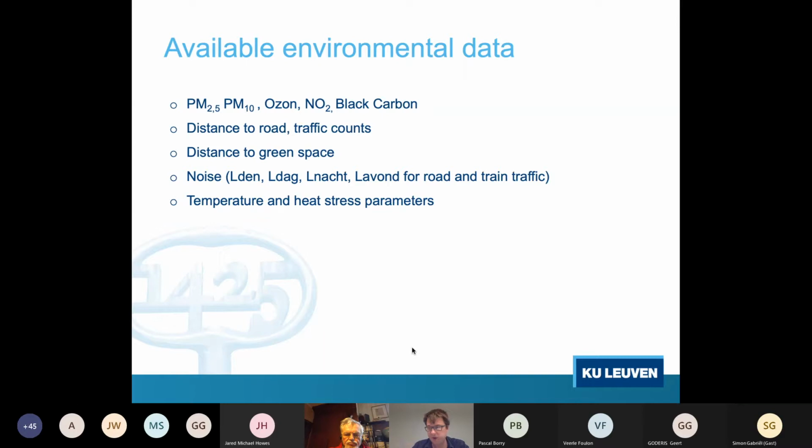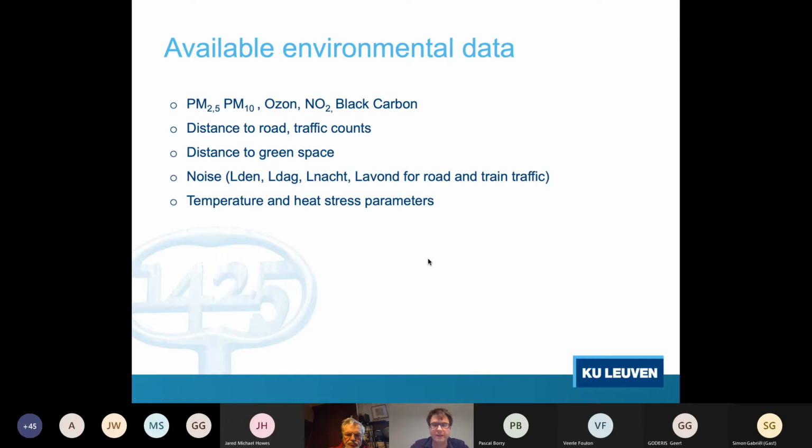And because there is a whole set of environmental data available, made on maps and cards, they are analyzed, they are publicly available, and they are very detailed. For instance, on 100 by 100 meters, there's an estimated measurement for that place for the whole map of Flanders. We do not make those data ourselves, we are using the data, but it's about air pollutants, traffic parameters, distance to green spaces, noise, and then temperature and temperature-related heat stress parameters.